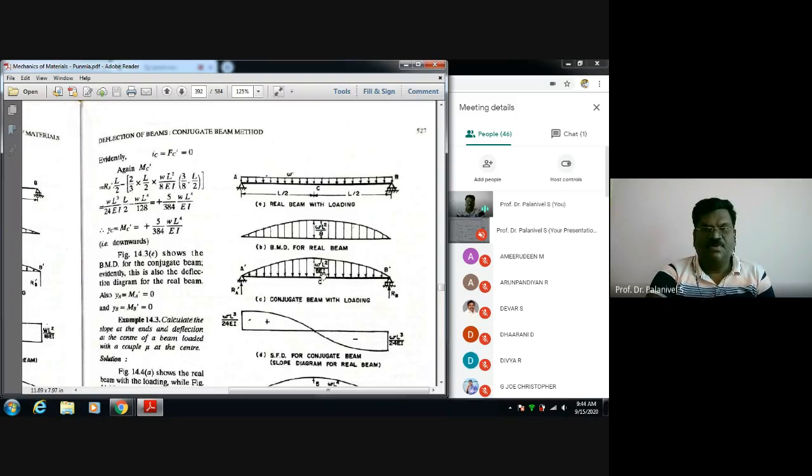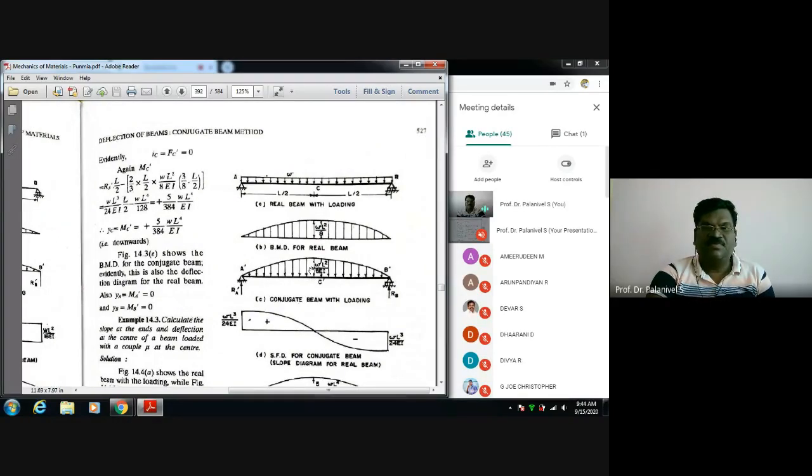2/3 into L by 2 into this ordinate, which is WL square by 8EI, into the central distance from the center to this one, which is 3 by 8. I already told you the central distance from here is 5 by 8, from here it is 3 by 8, this kind of parabolic spandrel, please keep it in mind. That's why 3 by 8 into L by 2.